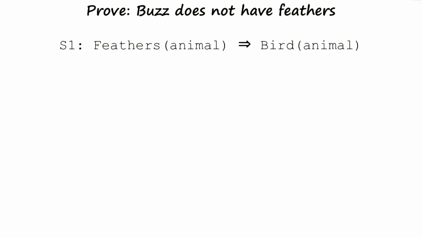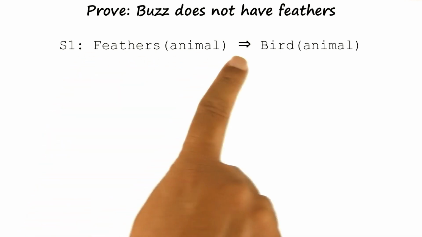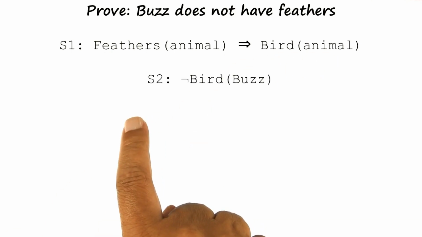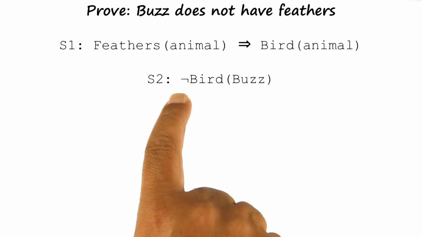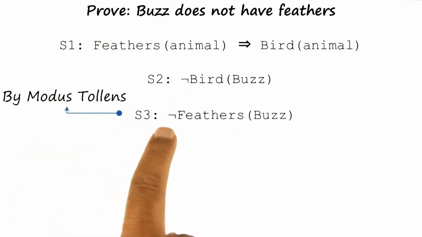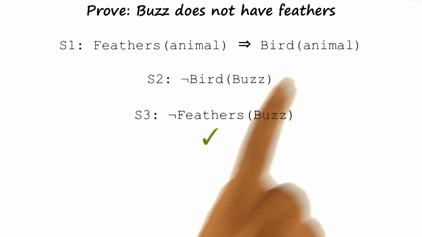Now let us suppose that the goal is to prove that Buzz does not have feathers. Once again, imagine an AI agent which begins with the knowledge that if an animal has feathers, it implies that the animal is a bird. The AI agent comes across an animal which is not a bird. Then by modus tollens, it can infer that Buzz must not have feathers. This completes the proof for our original goal of proving that Buzz does not have feathers.